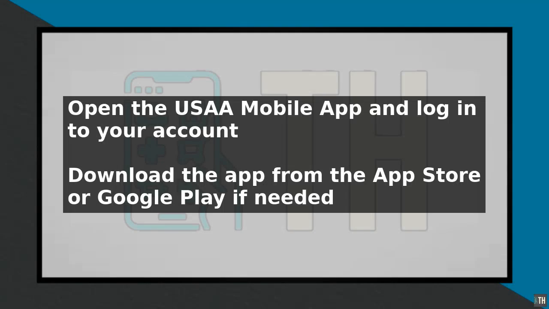To make a mobile check deposit on USAA, start by opening the USAA mobile app on your device. If you do not have the app, download it from the App Store or Google Play. Once the app is open, log into your USAA account using your online ID and password. Next, select the Deposit Checks option from the main menu.